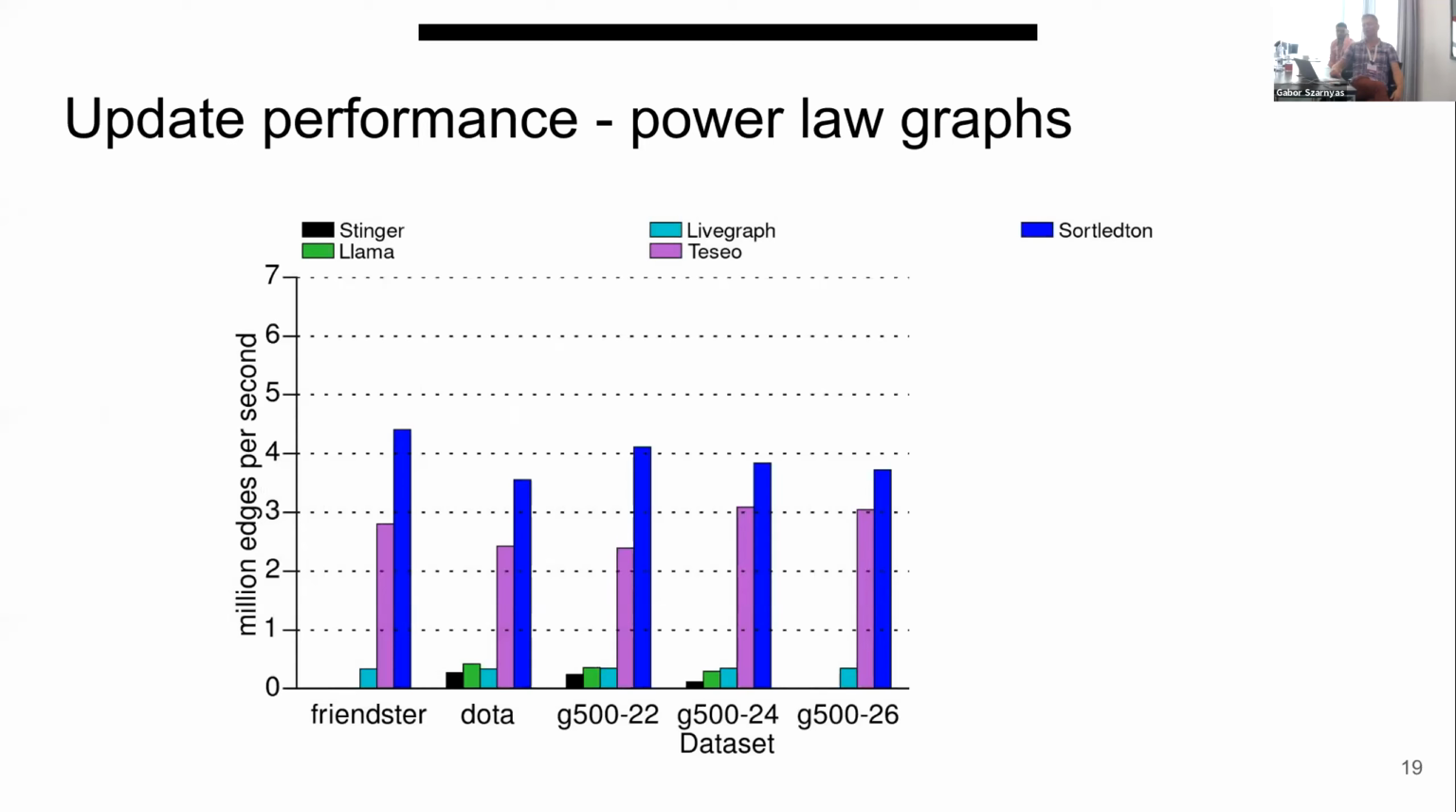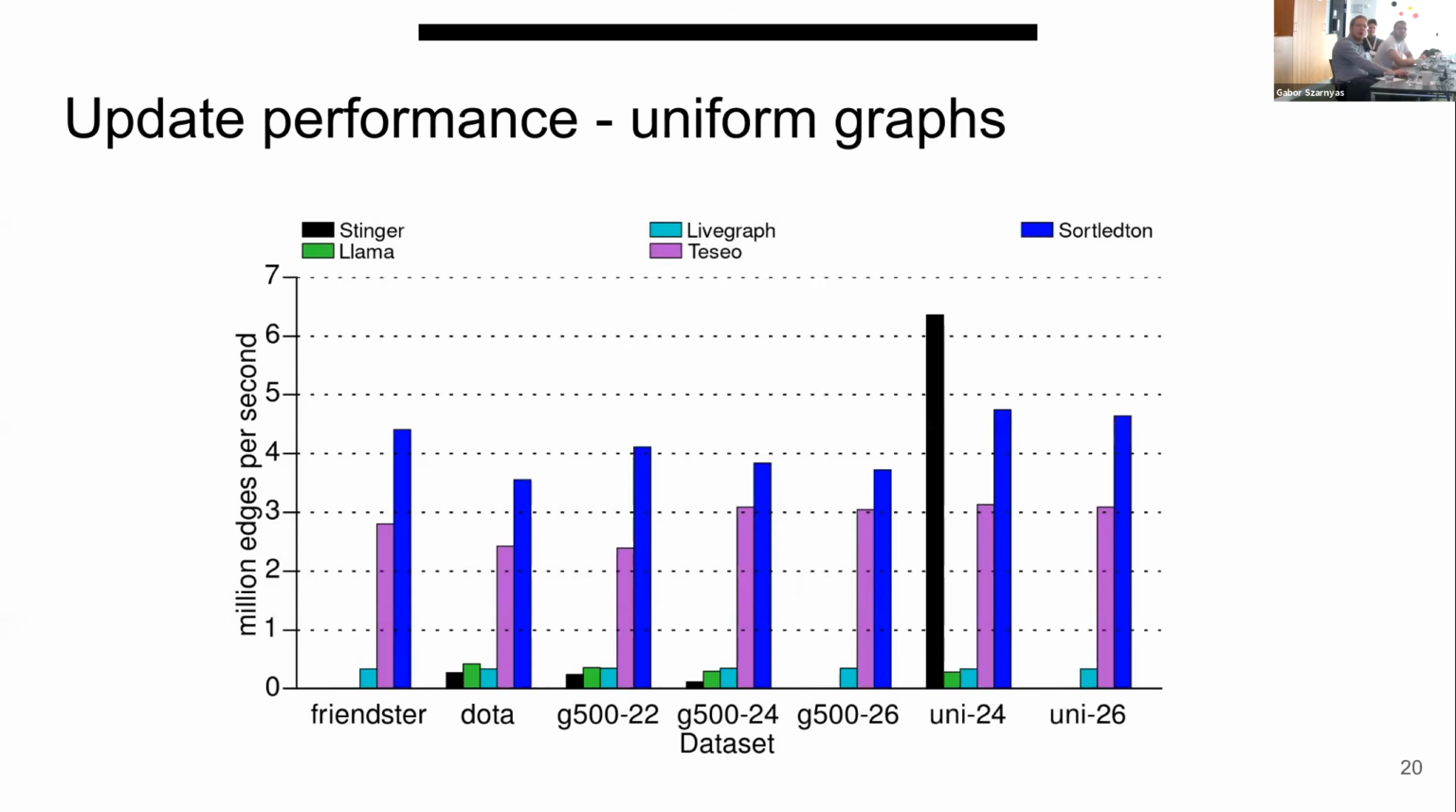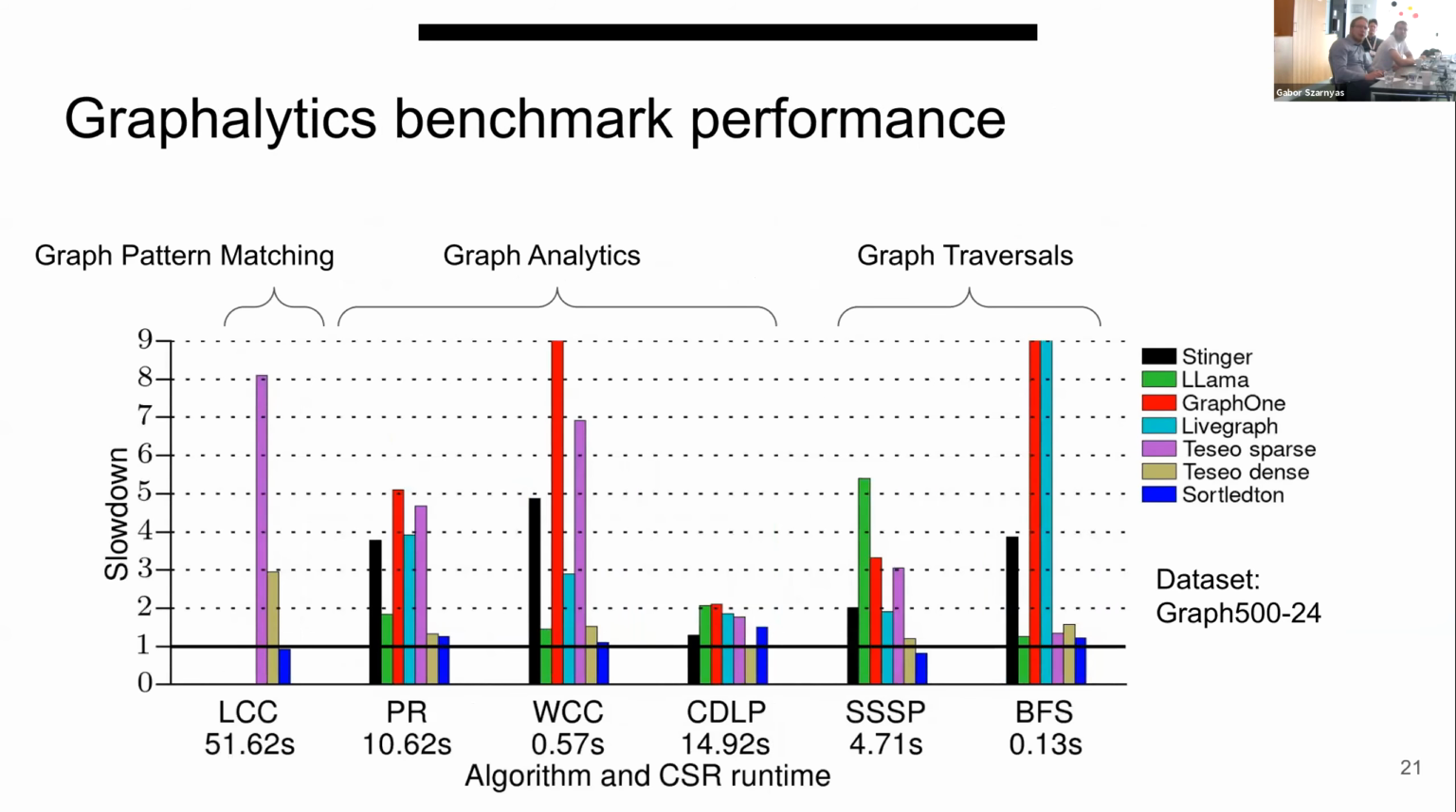Okay, so update performance on power law graphs. What we see here is that both Sortledton and Teseo are much faster than the other systems because they have set data structures and can find out if an edge exists. We will jump over that slide, and then we come to Graphalytics benchmark performance. The Graphalytics benchmark covers all different workload categories: graph pattern matching, graph analytics, and graph traversals.